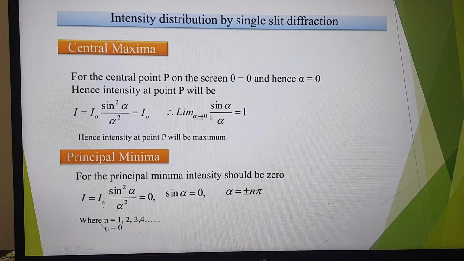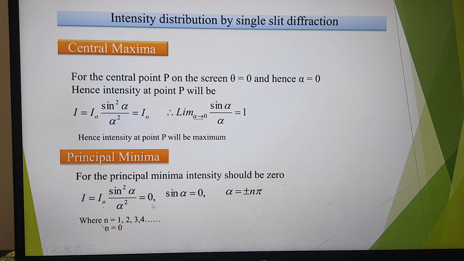That's why we are saying here alpha is not completely 0 and is not negligible. That is, sin alpha by alpha is 1, so I will be maximum, that is the central maximum. Then coming to principal minima. For the principal minima, intensity should be 0.